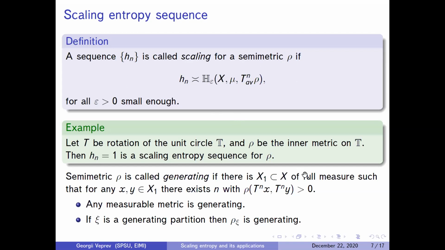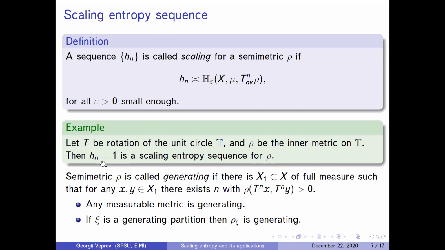Then the very trivial example is the following. Suppose that T is just an arbitrary rotation of the unit circle, for example by an irrational angle, so it's ergodic. And suppose that rho is just the classical metric on the circle. Then rho is invariant under T, and all these averages are actually the initial metric rho. So this function does not depend on n, and we can just put Hn to be a constant, for example just one. In this case, we obtain Hn equals one.